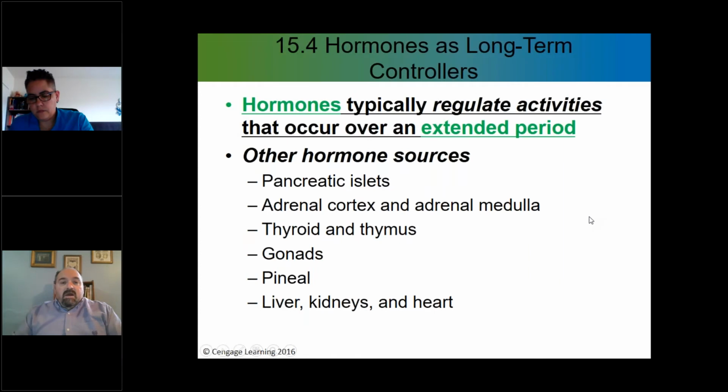Okay, folks, you'll see here as far as long-term controllers, hormones typically regulate activities that occur over an extended period of time. So it's not just something that needs to happen real quick. With the nervous system, you touch something hot, it reacts very quickly. The action is very quick and doesn't last very long. Hormones can take a longer time to cause change, but then that change can be extended for longer periods of time, okay?